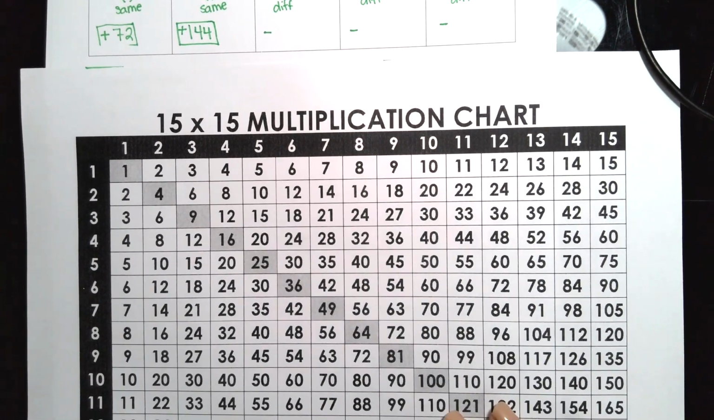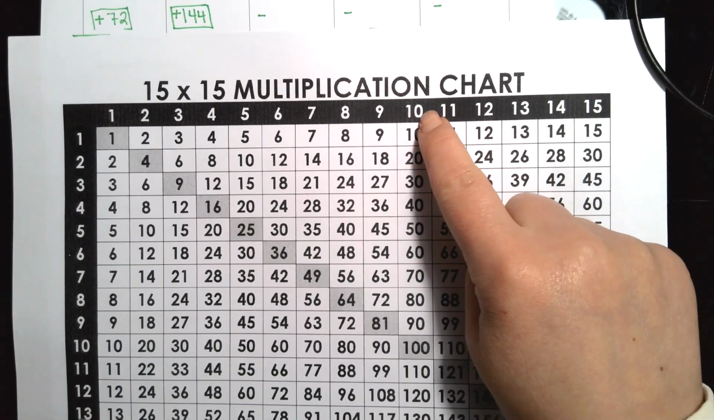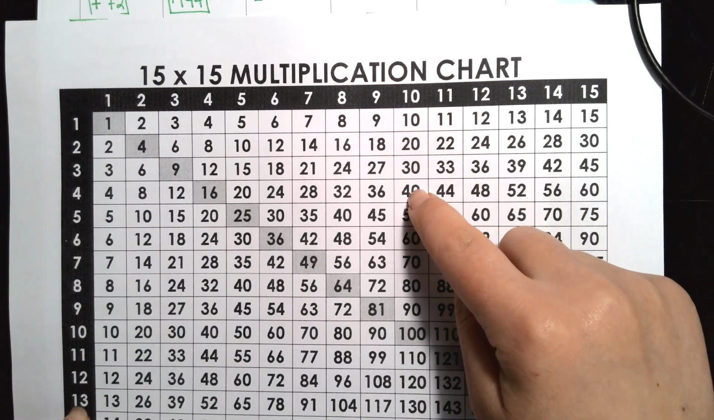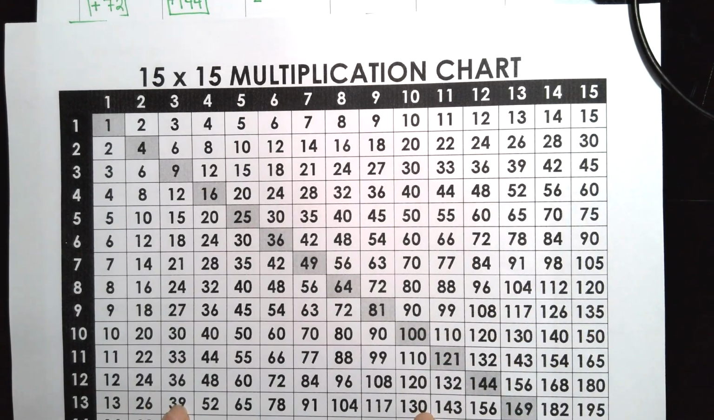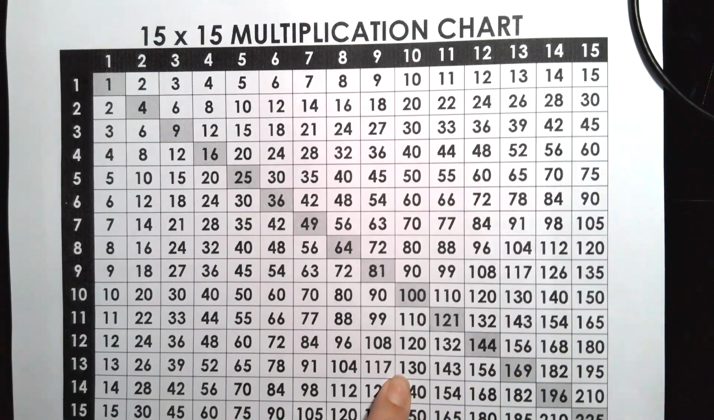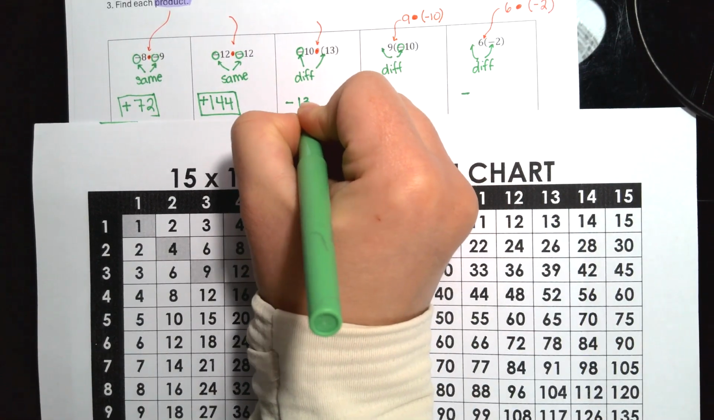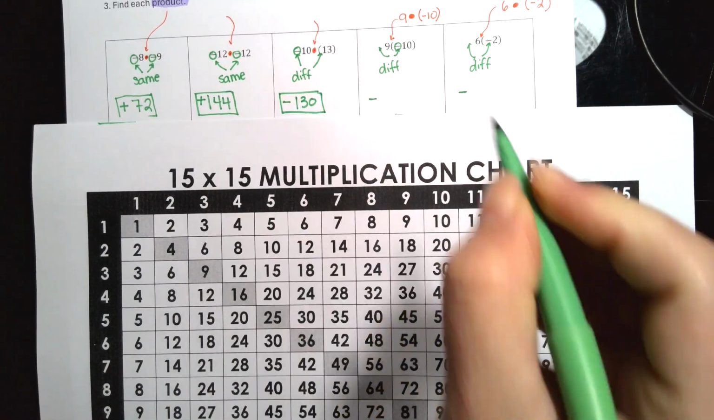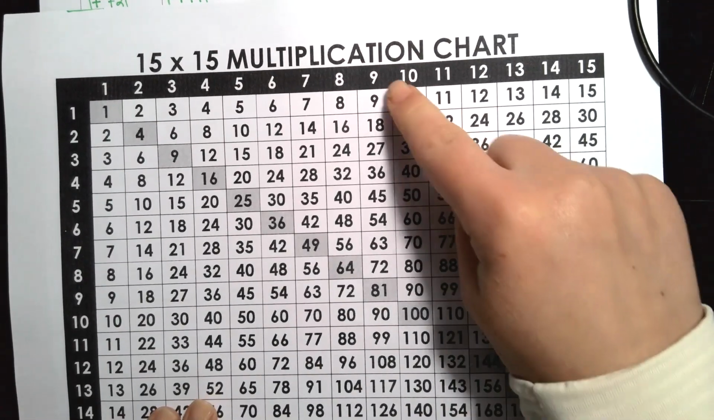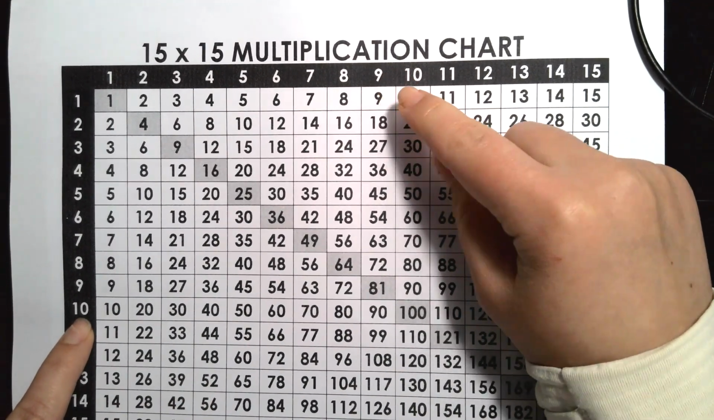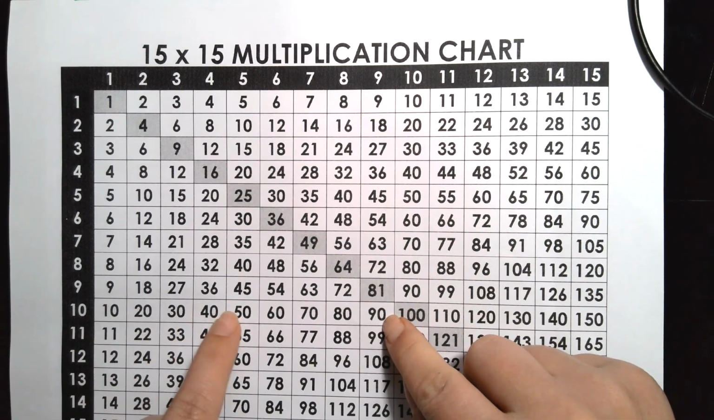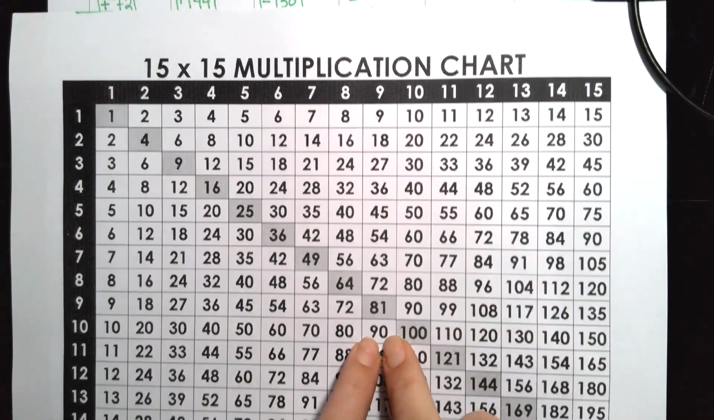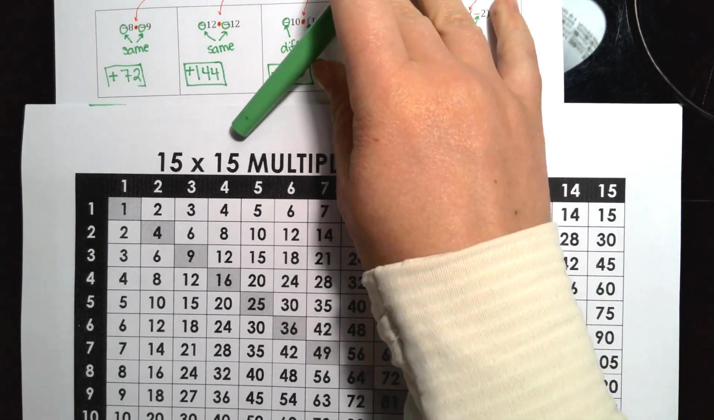Okay, 10 times 13. Here's 10, here's 13. My answer is negative 130. Okay, next one we have 9 times 10. Here's 9, here's 10. Negative 90.